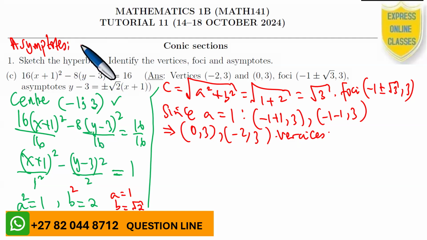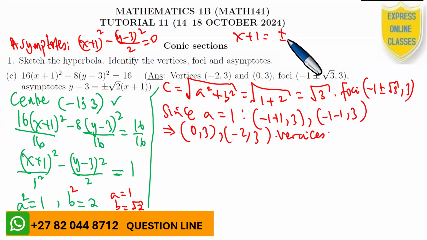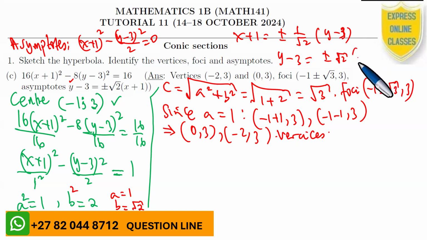Right, so we just write x plus 1 squared minus y minus 3 squared is 0. And then you solve for x. Which means that you can see that x plus 1 is going to be plus or minus 1 over the square root of 2 times y minus 3. But as we said already, we always make y the subject in this case for the asymptotes. So you're going to have y minus 3 being plus or minus the square root of 2 times x plus 1.